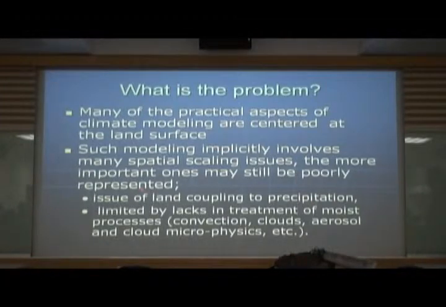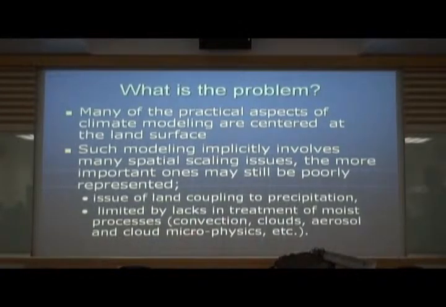And this also happens all the time when you run models. But the problem with getting it out of models is that you don't believe the details of the processes well enough to have confidence in it. Furthermore, you can get different answers if you run different models. And what's limiting here is the treatment of the moist processes: convection, clouds, aerosol, cloud microphysics, and so on.